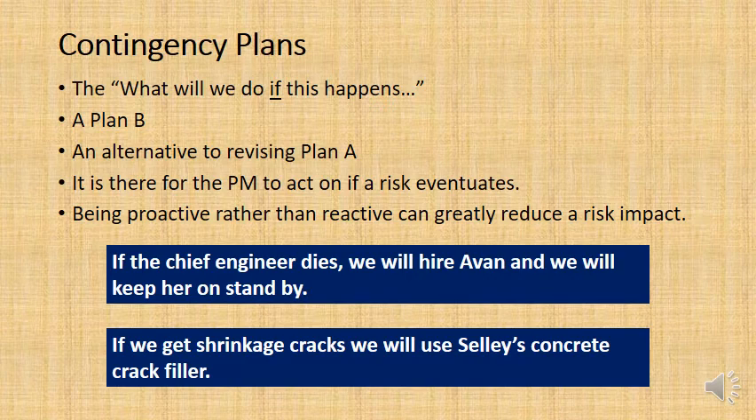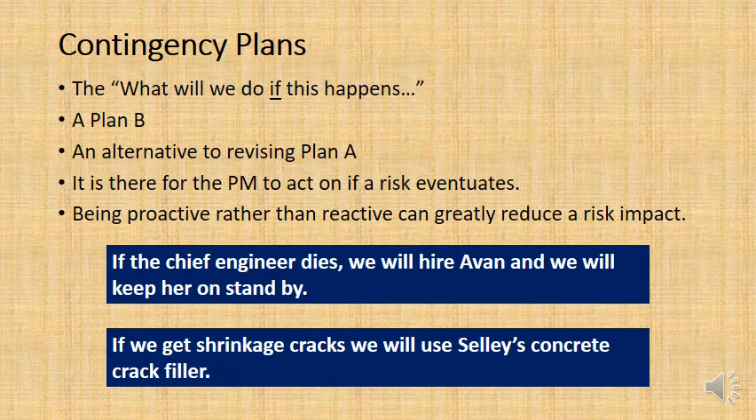So this is all written up prior to the risk happening, so that if the risk occurs, the project manager can go to the risk management plan and say, how did we say we were going to deal with this if this came about? And because it's proactive rather than reactive, it's going to cause a lot less delay and it reduces the impact of the risk. So for example, let's say the chief engineer dies. Well, I think we said that the probability of the chief engineer dying was 10%. We should probably have a plan in place.